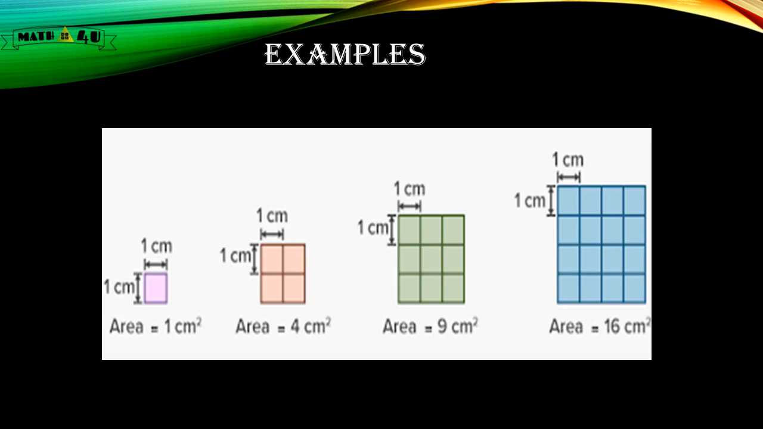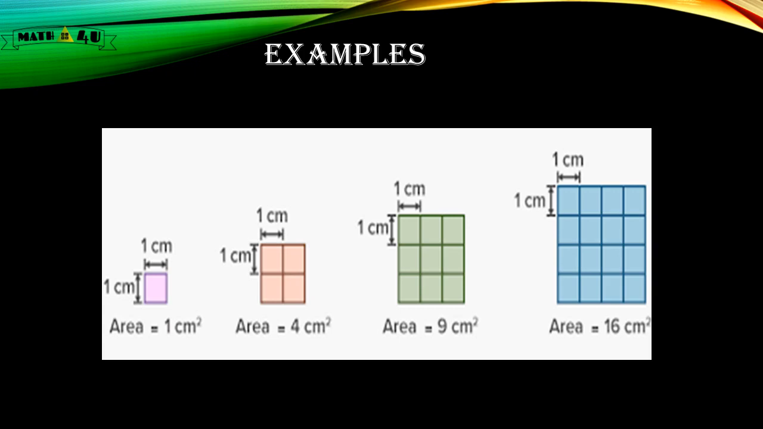Examples. Now let us see some squares, how to find the area of these squares. First look at the first diagram. There is a single square with side 1 centimeter. So how to find the area of the square? Area of the square is nothing but side into side. Therefore, area of the square will be equal to 1 into 1, that is equal to 1 centimeter square.